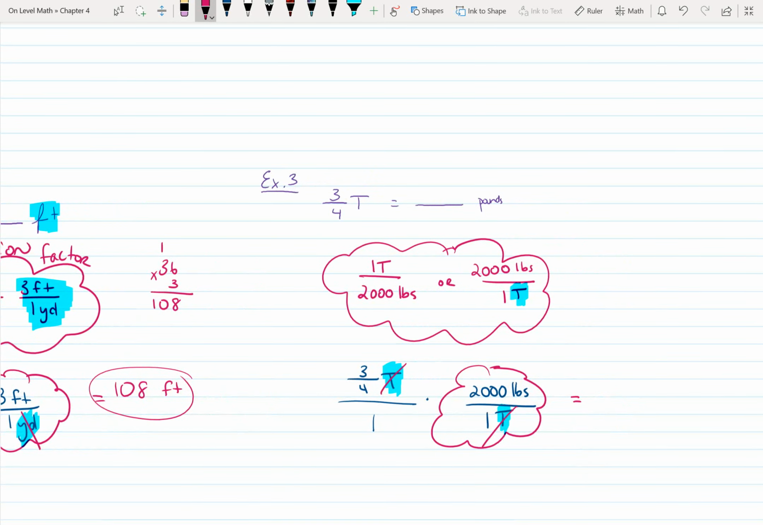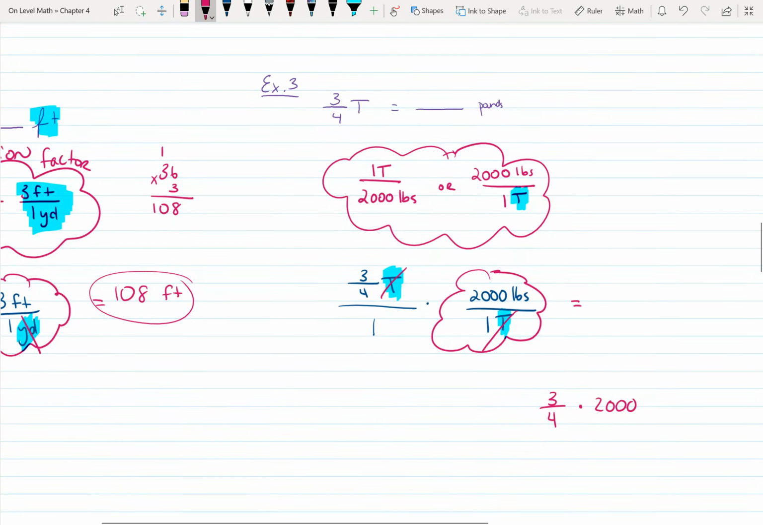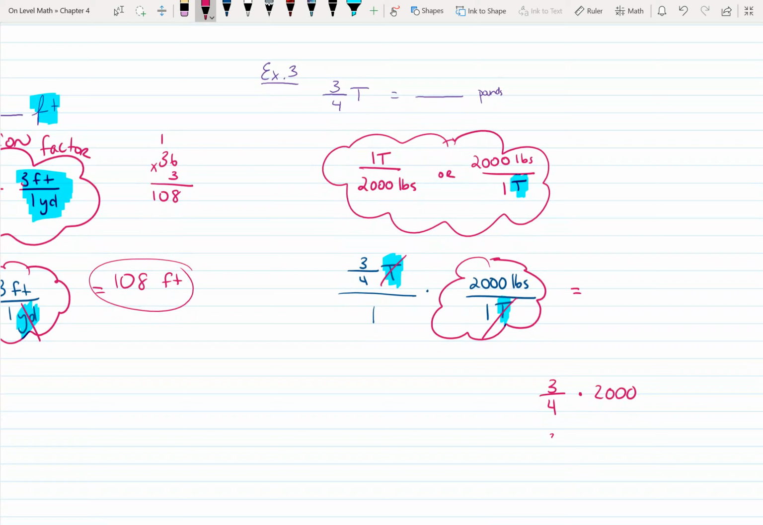Again, trust the process. Even though 3/4 and 2,000 are super gross numbers, totally fine. Let's just go ahead and multiply it. So we probably need to do some side work, right? 3/4 times 2,000. So we're multiplying straight across. And to do that, we need to put 2,000 over 1. Can we cross cancel? Yes. We can cross cancel this.